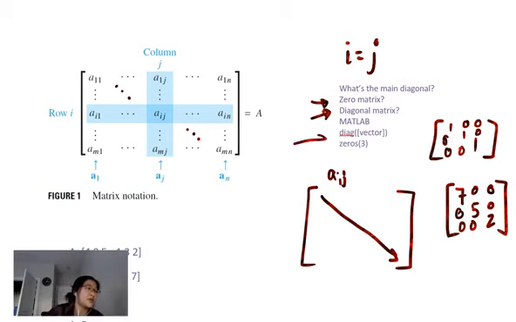In MATLAB, you can make a diagonal matrix by typing in diag and then putting in a vector, and it'll make a matrix where you have zeros everywhere except for that diagonal that has the entries of your vector. If you want to make a matrix of zeros, then you put zeros and then the size of the square matrix of zeros that you want.